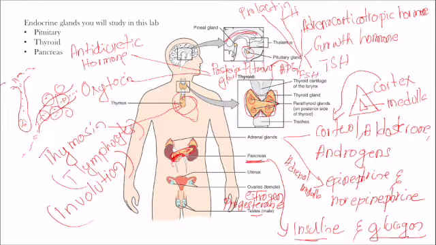Testes, we produce testosterone. Okay, so ovaries produce estrogen and progesterone, and male testes produce testosterone. These are the different endocrine glands and what they produce. So make sure you write it down. Those things are very important.